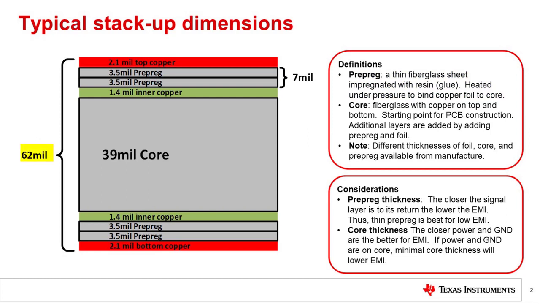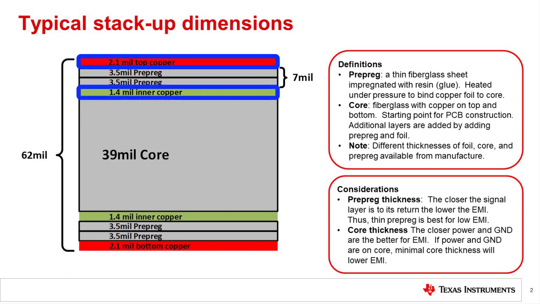For example, a 62 mil board thickness is considered to be a standard PCB thickness, and a 7 mil prepreg thickness is very common. Normally the core is fairly thick and the prepreg is thin. Thus, the top layer is very close to the top of the core and the bottom layer is very close to the bottom of the core. For good EMI performance, the signal layers should be as close as possible to their associated ground return layer. Using the top layer as a signal layer and the adjacent inner layer as a ground return is a good choice because the prepreg is generally thin.